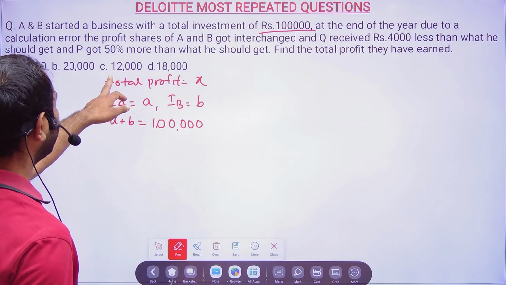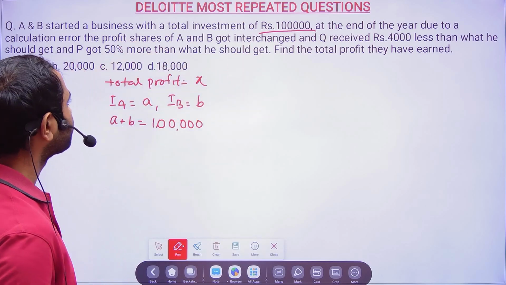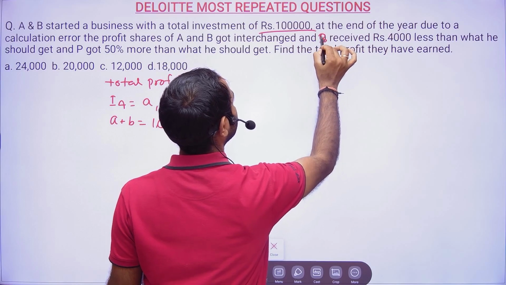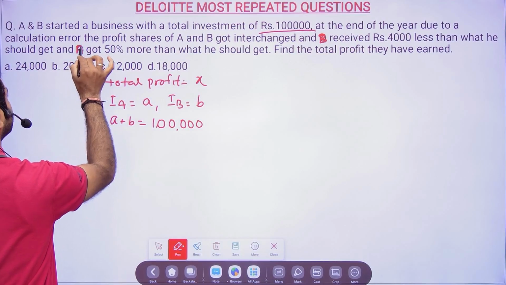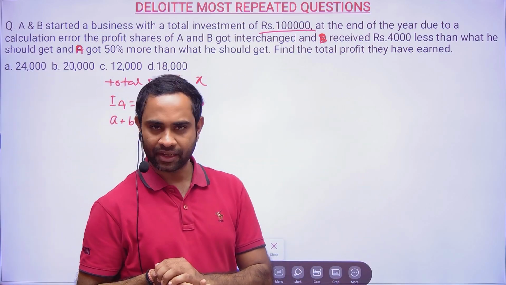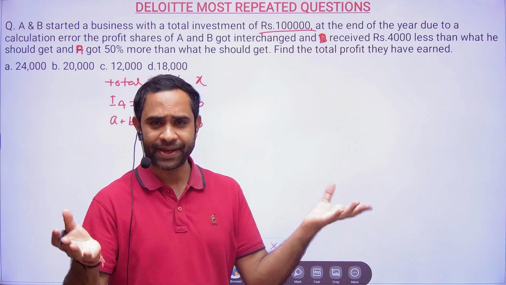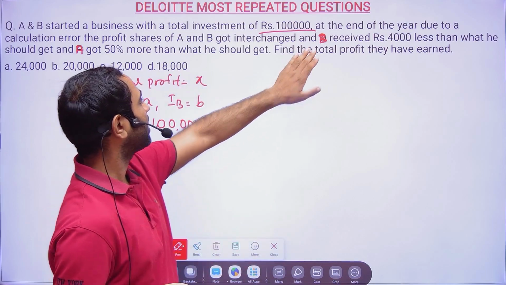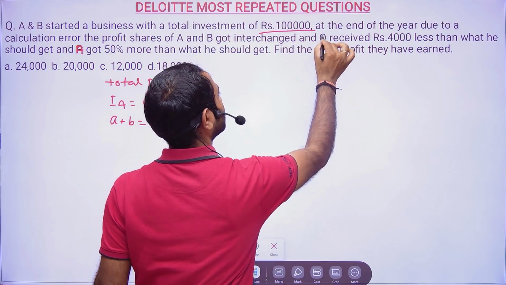At the end of the year, due to a calculation error, the profit share of A and B got interchanged. So here it is not Q, it is B and A. Actually, I'll tell you some differences you might see. The reason is, if you take the exact questions of exams, you might get a copyright strike. So that is the reason some data has been changed. The data was not completely changed, so I'm changing it here. So this is nothing but B.